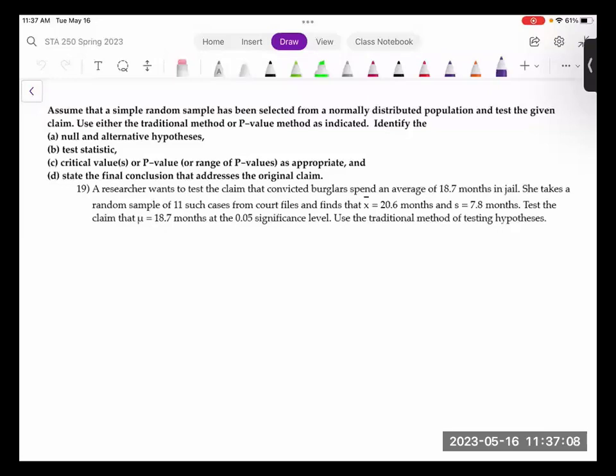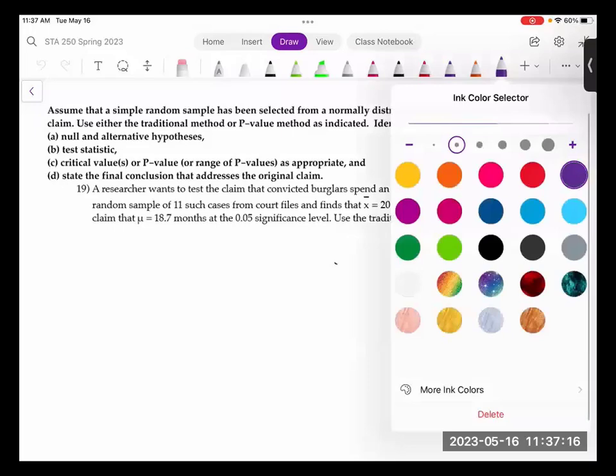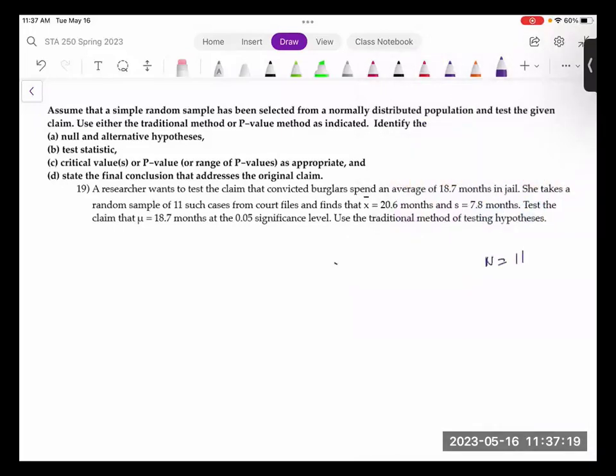Okay, question 19. Before starting, maybe you want to identify the information you have here. We know that N is 11. We know X bar is 20.6. We know S is 7.8. What else? We know the mean is 18.7. We know alpha is 0.05. And I want to figure out the hypothesis test or the claim. So what sentence is giving you the claim? Very good.